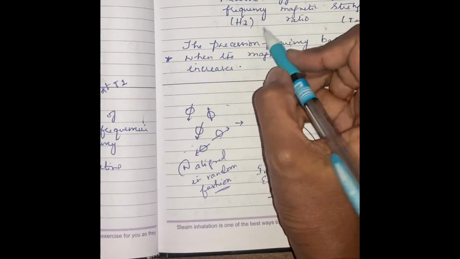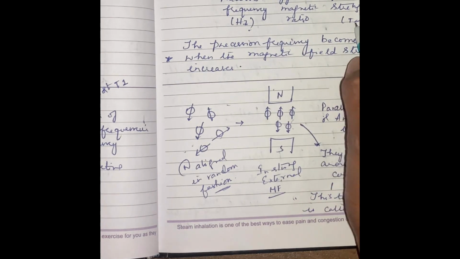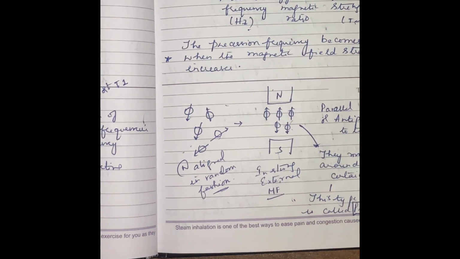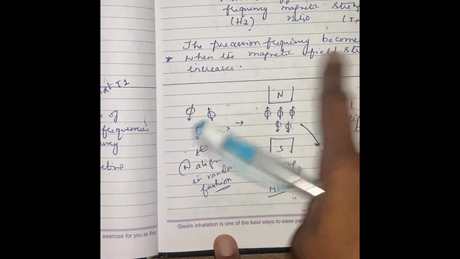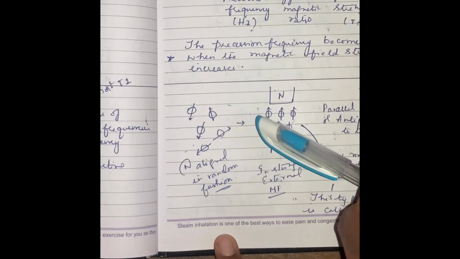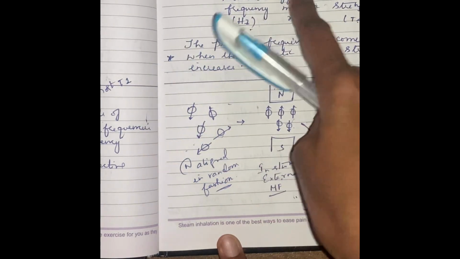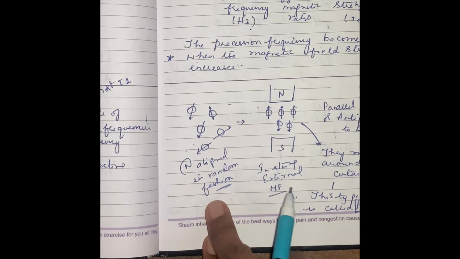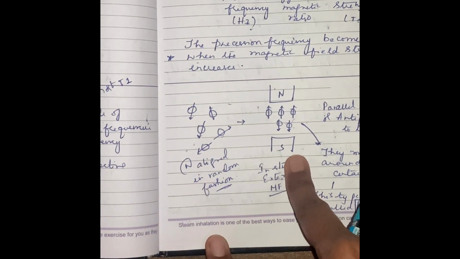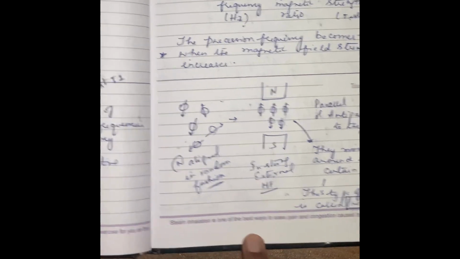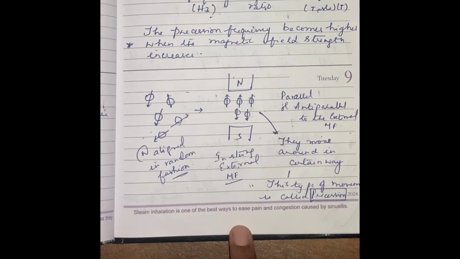The Larmor equation is: precession frequency is equal to the gyromagnetic ratio times the magnetic field strength. Normally this precession frequency becomes higher when the magnetic field strength increases. By the equation alone we can tell this. I told you, right? Normally these protons are in random fashion. When you keep them in the magnetic field, they become parallel or anti-parallel to the magnetic field. So they move around in a certain way. This movement is called precession.